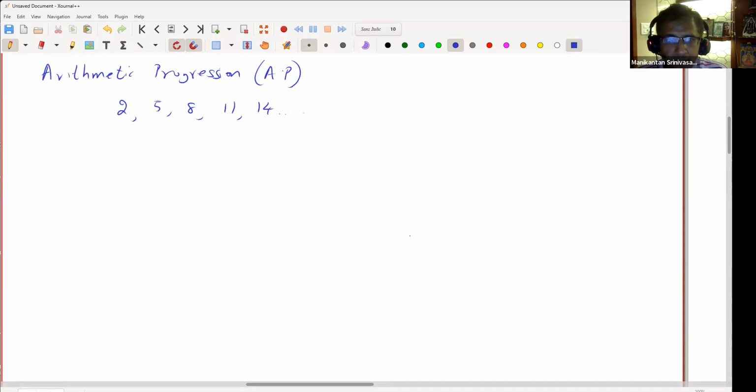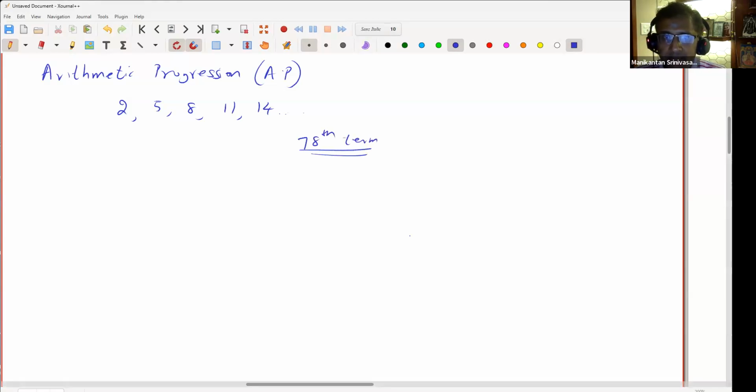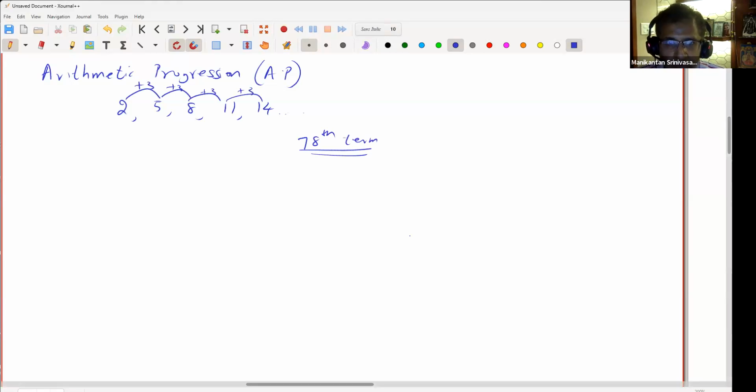Series. Okay. Now, typically, what do we want to find in this case? What is the 78th term? It doesn't make sense to write out all the terms if you can quickly find a way to find the 78th term. So what is it? Each is a hop. You have an additive hop of +3, +3, +3, and so on. And to reach the 5th term, you had to take 4 hops, right? From the first term to reach the 5th term, you have to take 4 hops.